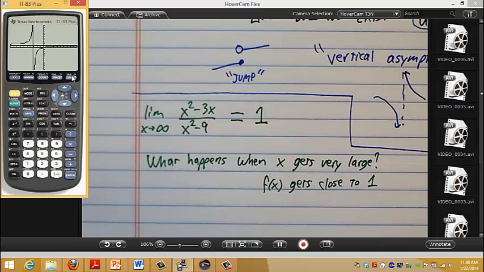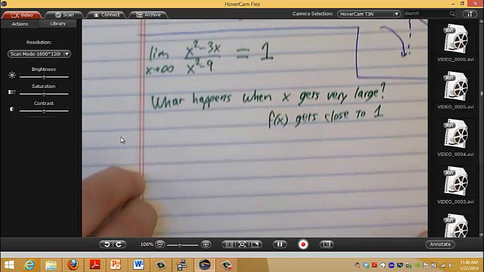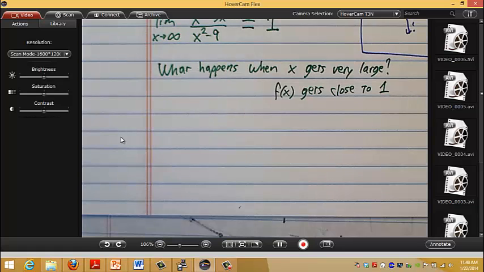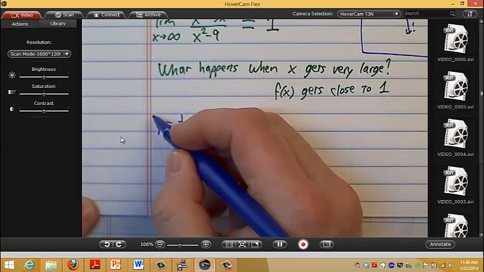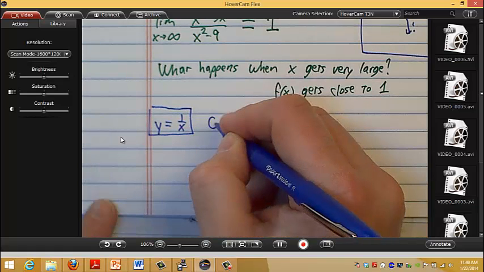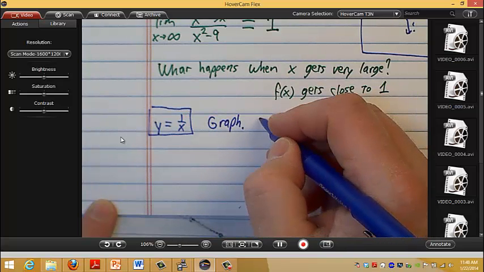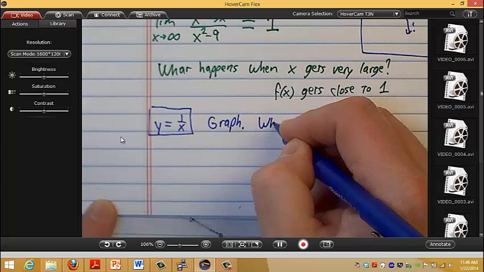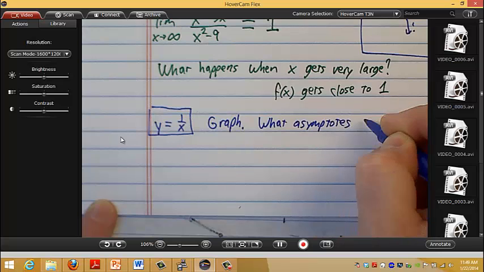Now, you've seen this before, as I mentioned. The next example I want to do that maybe you're more familiar with is y equals 1 over x. That's a classic example. So what I'd like to do is graph it, and ask what asymptotes does this have?